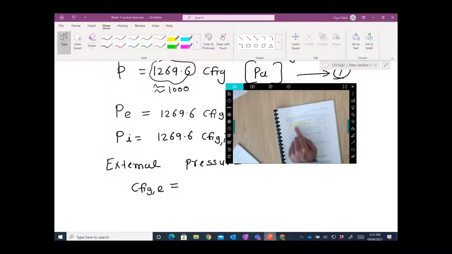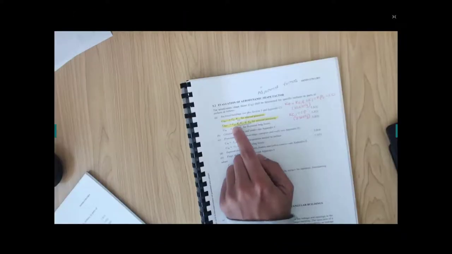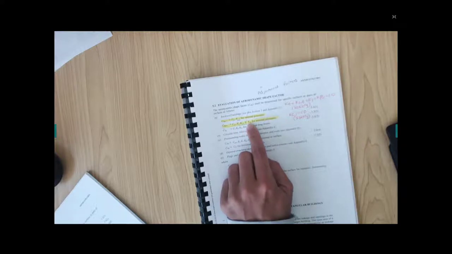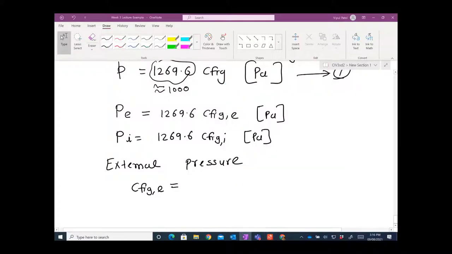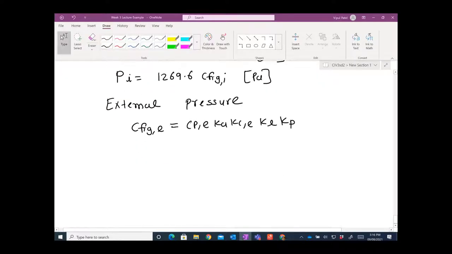So I will copy this equation from here: CPE, KA, KCE, KL, and KP. Let me copy those equations: CPE, KA, KCE, KL, and KP. So there are a total of 5 K values and the CPE value.